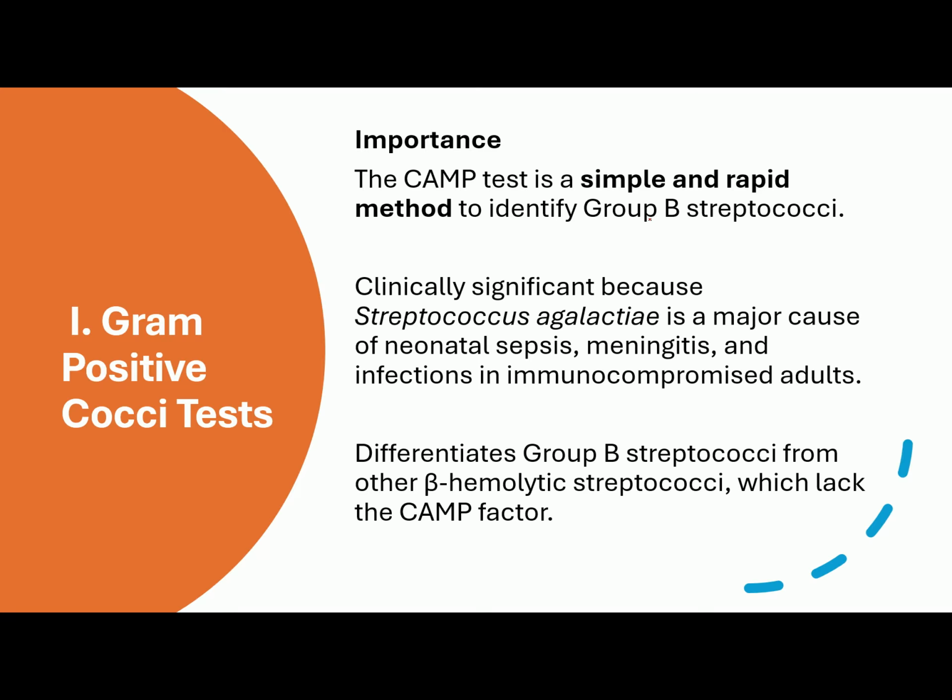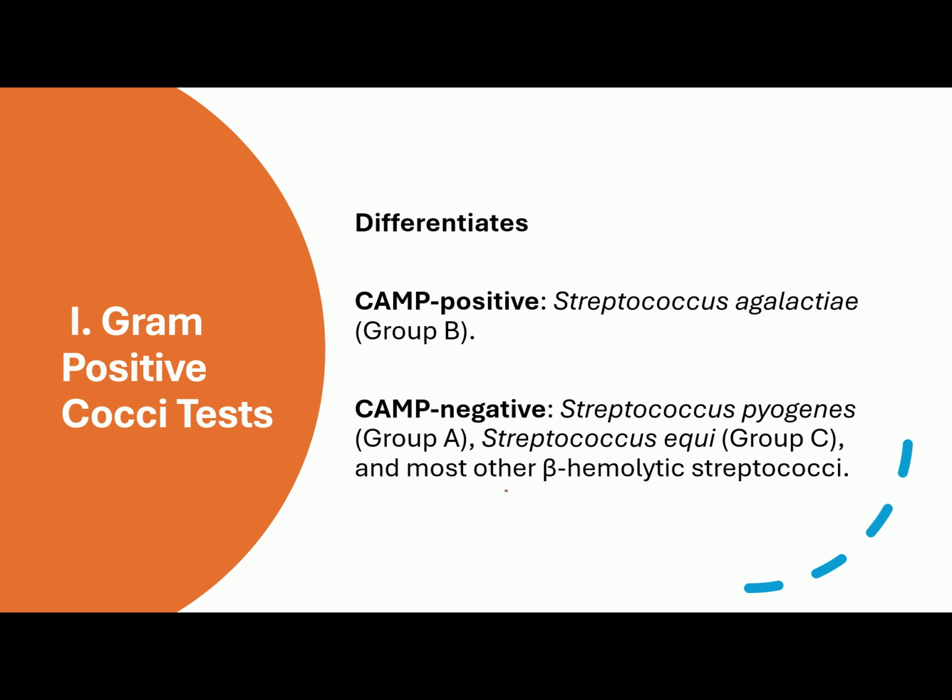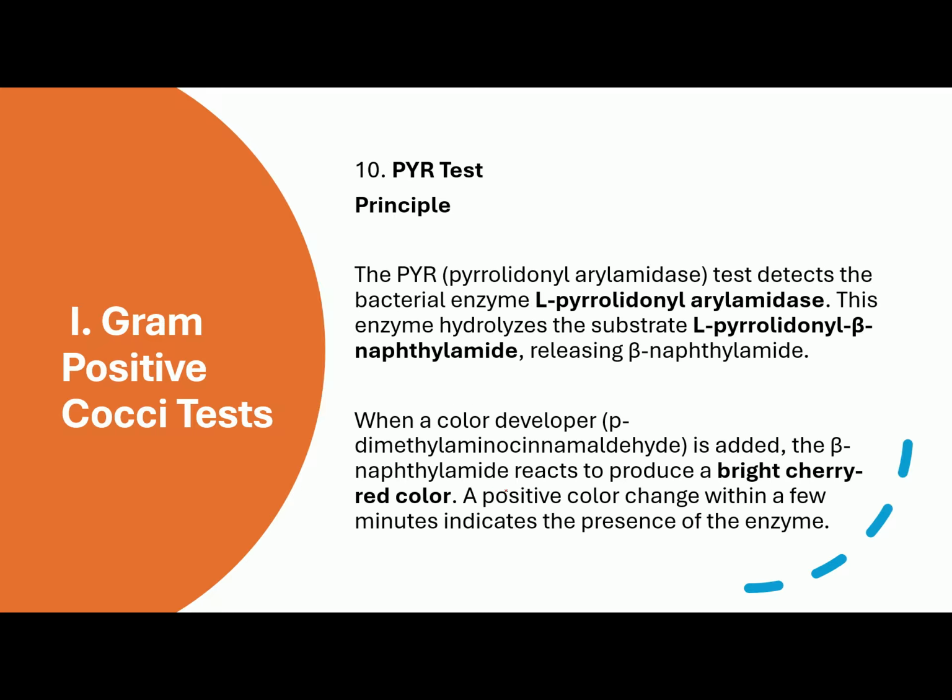So this is a rapid test for group B strep, S. agalactiae, known to cause, class, neonatal sepsis. So take note of that, it's asked in the boards. It differentiates group B strep from other beta hemolytic strep which lack the CAMP factor. Used to differentiate group B from group A, group C, and other beta hemolytic streptococci.